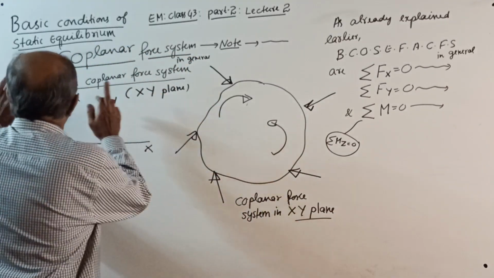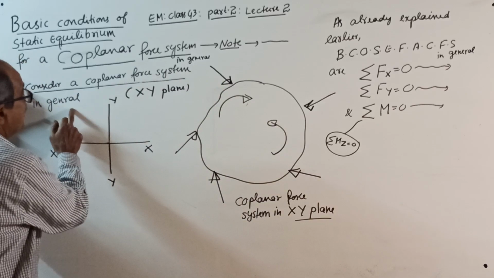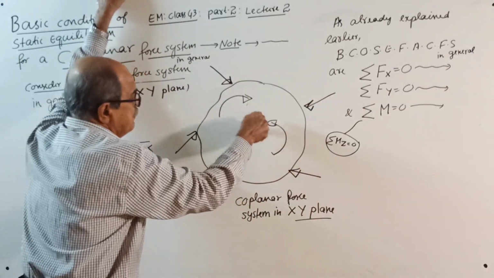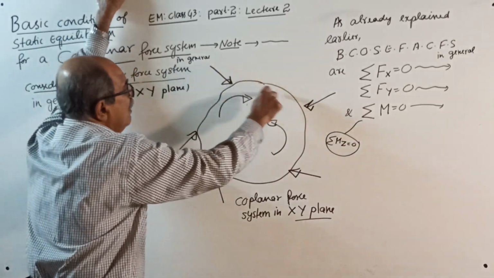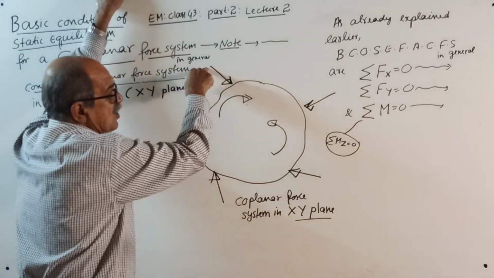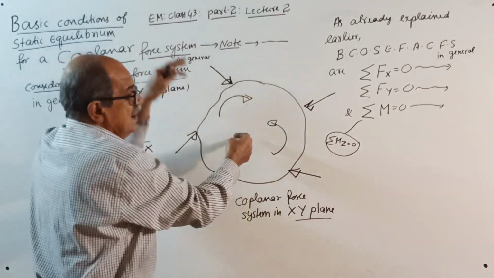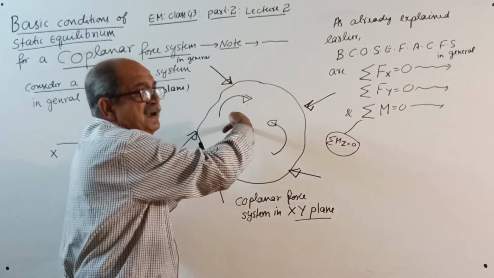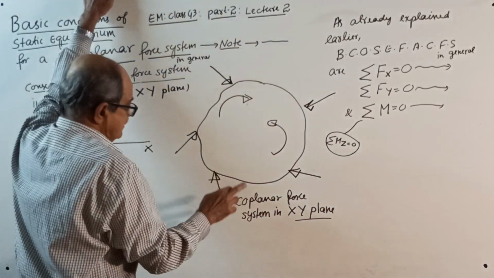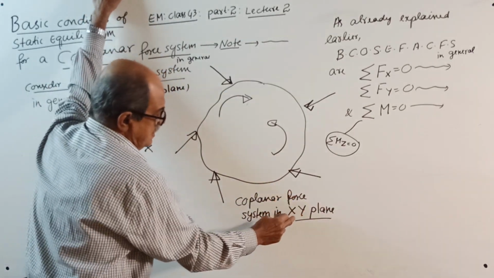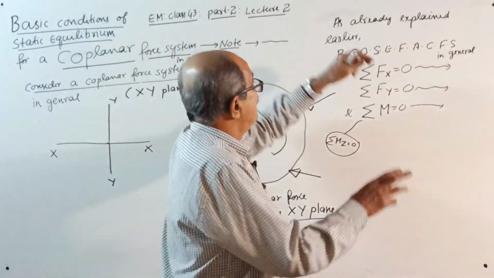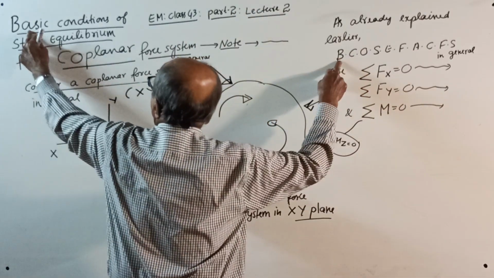Now, see here. Consider a coplanar force system in general, with x and y, randomly. Forces can be there or couples can be there. All these forces, if you resolve, you will get one component along x and one component along y. These couples will be about an axis perpendicular to the plane, but we take moment about a point. Now, sufficient. Coplanar force system in the xy plane, as already explained earlier for the space problem, same statement.